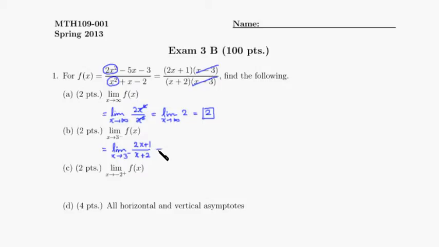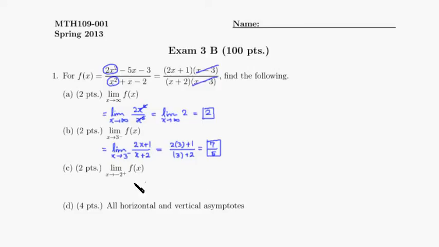So the first thing you do is just plug in. You're going to get 2 times 3 plus 1 over 3 plus 2, which is 2 times 3 is 6, plus 1 is 7 on top, over 3 plus 2 is 5. So 7/5 is the limit.